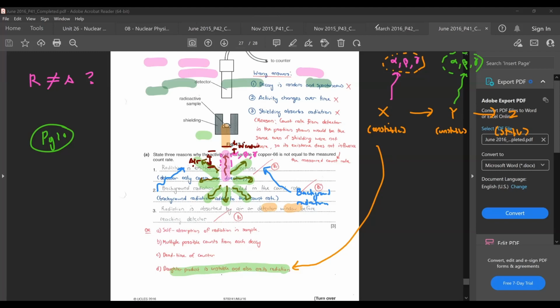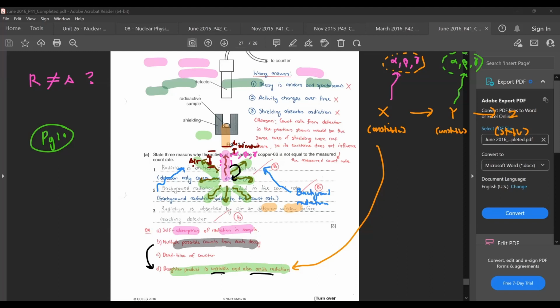Now, some other reasons could be self-absorption of radiation in the sample, where your radiation is actually just absorbed back by your sample. It got emitted, but then it went back in. Okay, that's what self-absorption of radiation means. And multiple possible counts from each decay, that one is actually related to this. You have daughter product being unstable and also emit additional radiation.